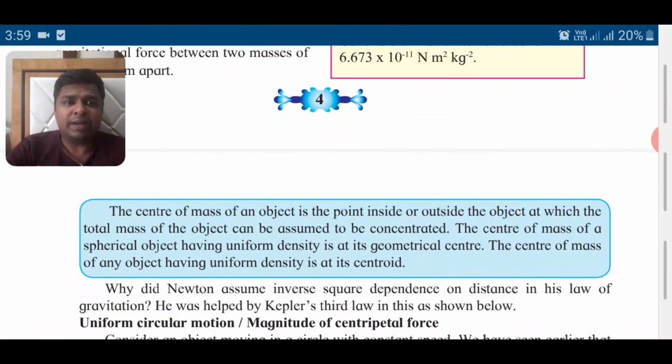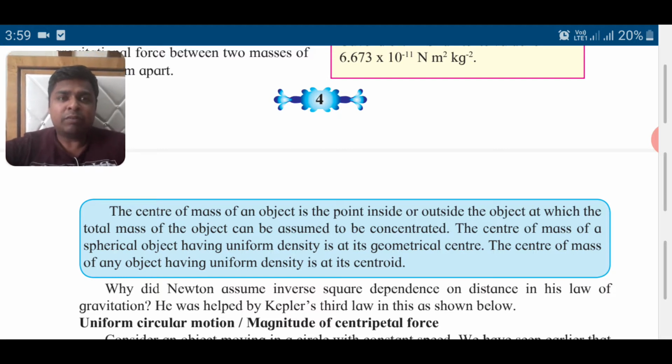Now center of mass, this is what I was talking about. Center of mass is a point, inside or outside the object, where we assume that all the mass of the object is concentrated. Now this is for mathematical simplicity. It becomes very easy for us to calculate. That's why we use center of mass.